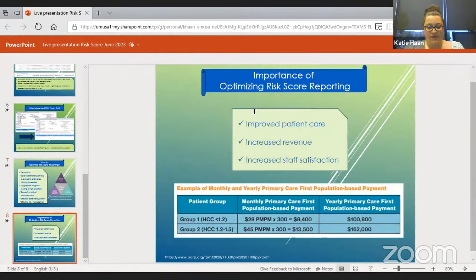And what does that actually mean? What does that translate to? So really, when we are reporting the correct risk score, we're improving the patient care because we're accurately reporting their issues. It leads to increased revenue and increased staff satisfaction.